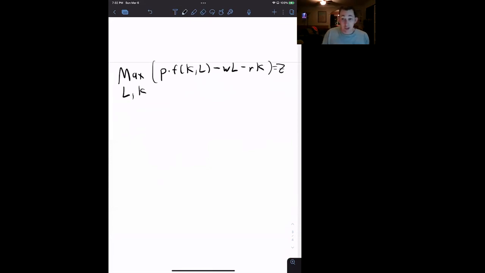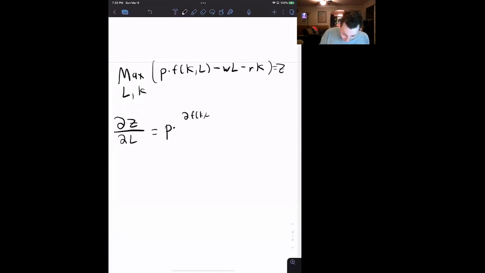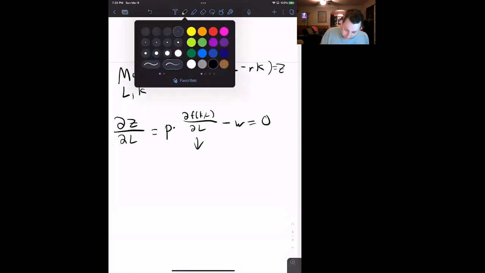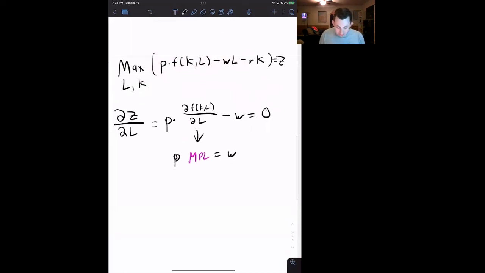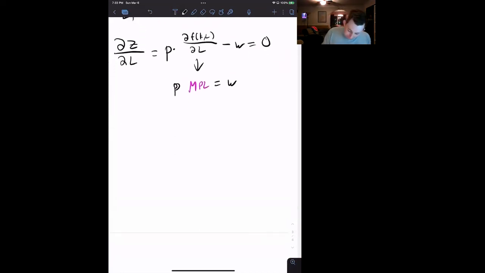So let's just take some first order conditions. Let's take the partial derivative of this thing Z, which I'm calling the entire profit maximization equation, with respect to labor. I'm going to get price times the marginal product of labor, because it's dF of K, L with respect to L, minus W equals 0. This thing right here, we know to be the marginal product of labor. This is price. We can move the W over and we get that same expression that we saw up top.